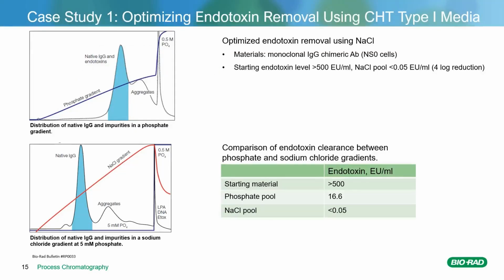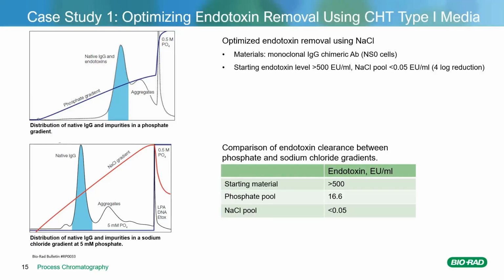In this first case study, buffer optimization was performed to tease out separation of a monoclonal IgG antibody from high levels of endotoxin contamination. The antibody and endotoxins co-eluted when a phosphate gradient was applied, while the endotoxin eluted separately when a sodium chloride elution gradient was applied, while bound endotoxins were eluted in a high phosphate strip. This result demonstrates that the primary mechanism of interaction with endotoxin was through its carboxyl and particularly its phosphoryl group and the charged calcium sites on CHT.